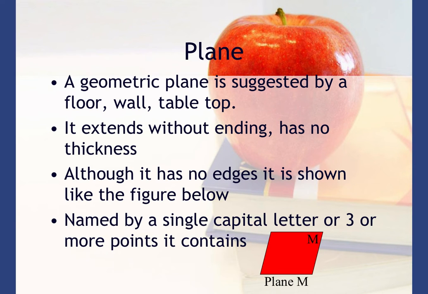A plane is suggested by a floor, wall, tabletop. So if I were to give you a visual representation of a plane, I could literally say, look at the ground. The shape on the ground is a plane. An individual tile on the ground could be a visual representative of a plane. This desktop could be the representative of a plane. This iPad could be a representative of a plane. They all have length and width. They all go in 2 directions, okay? But that's just a representation of a plane.